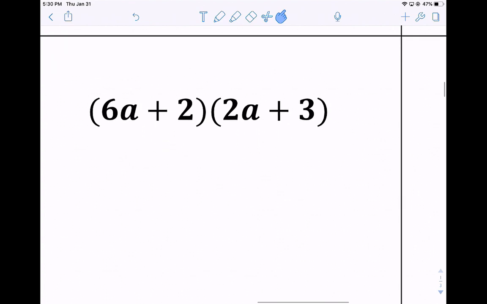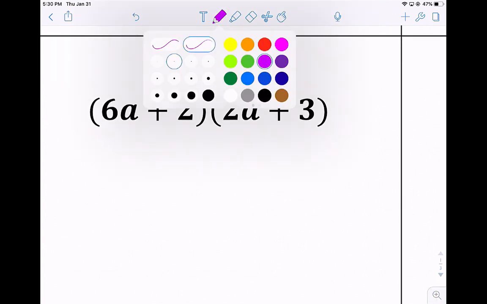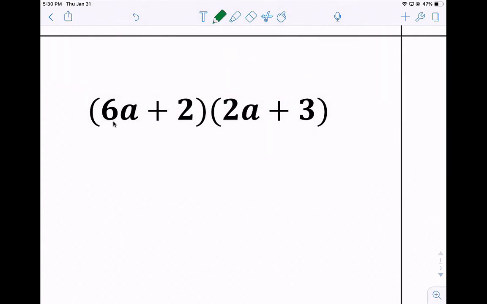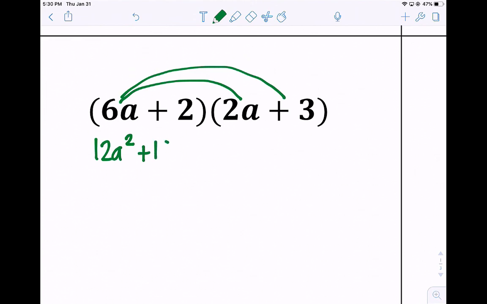All right. So now we have coefficients on both of these. So now we're just multiplying this one times this one. So 6a times 2a is going to be 12a squared. 6a times positive 3 is going to be plus 18a. 2 times 2a is plus 4a. And 2 times 3 is plus 6.